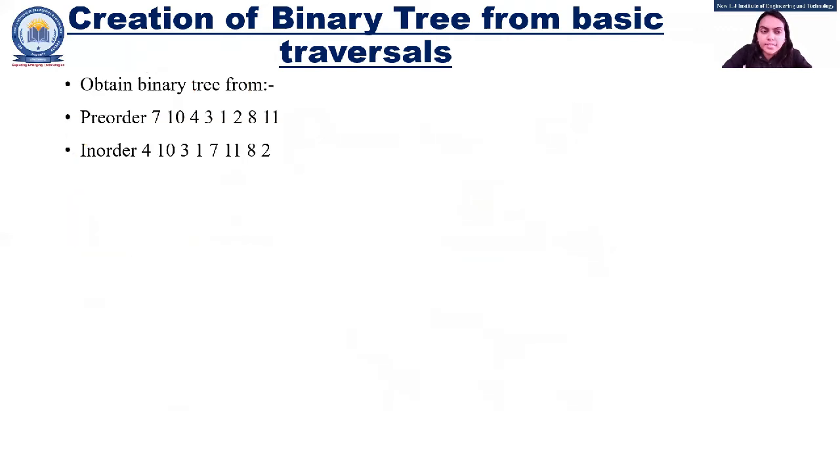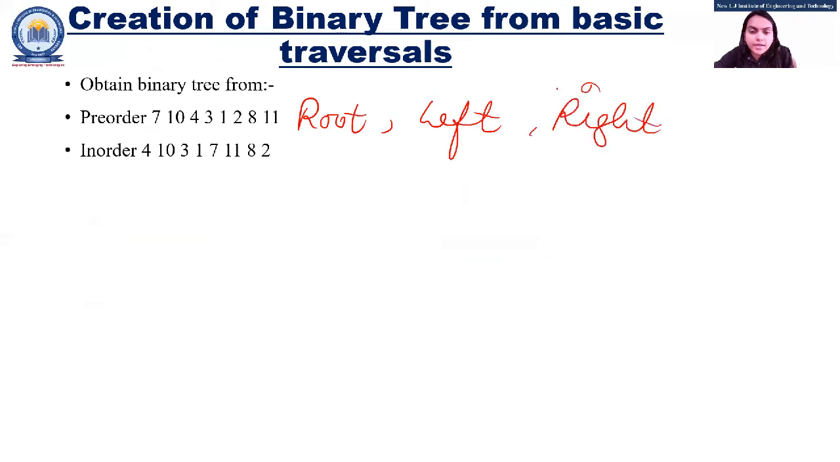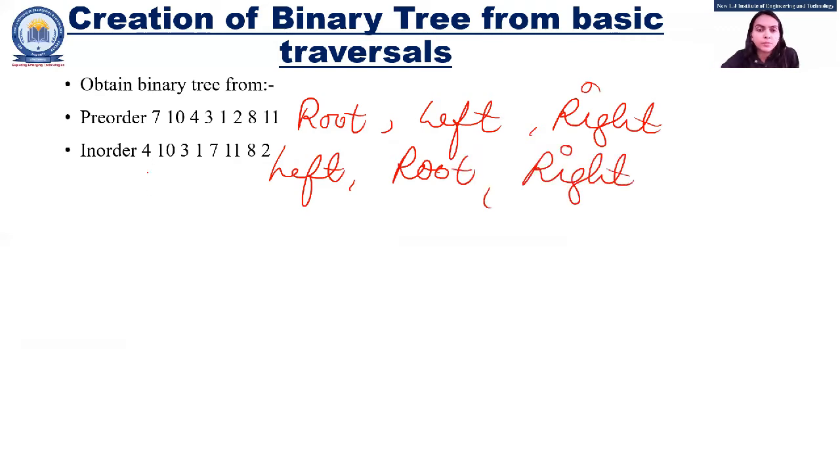Let's see one more example. Now here, instead of post-order, pre-order is given. So we know that in pre-order, what is there? First, we would be having root, and then left, and then right. And in-order, we have left, then we have root, and then we have right. So from the pre-order, we would be knowing the root. So if this is the given sequence, from this sequence, 7 is the root element.